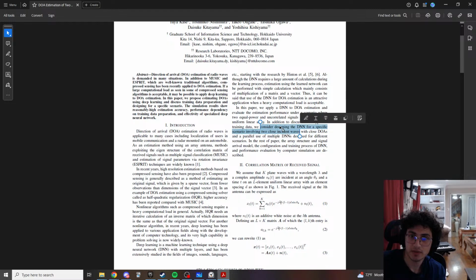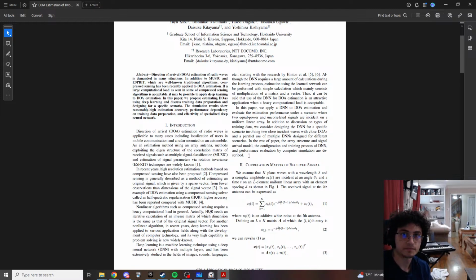Okay, so they're trying to specify the fit of the neural network with this problem: two waves that are close together, pretty tightly packed, and parallel use of multiple neural networks designed for different scenarios. Array structure and signal arrival model configuration and training process and performance evaluation are described. All right.